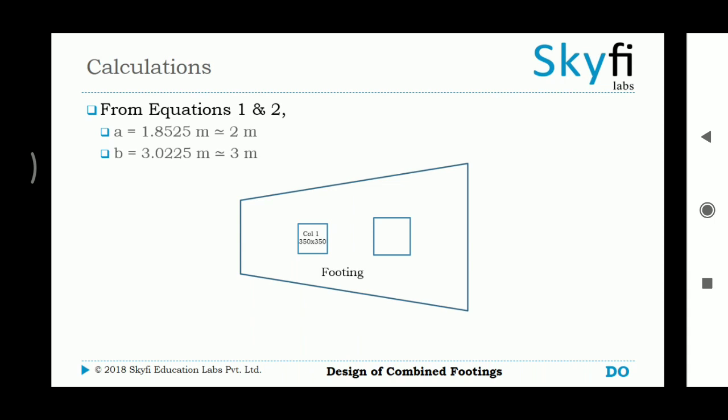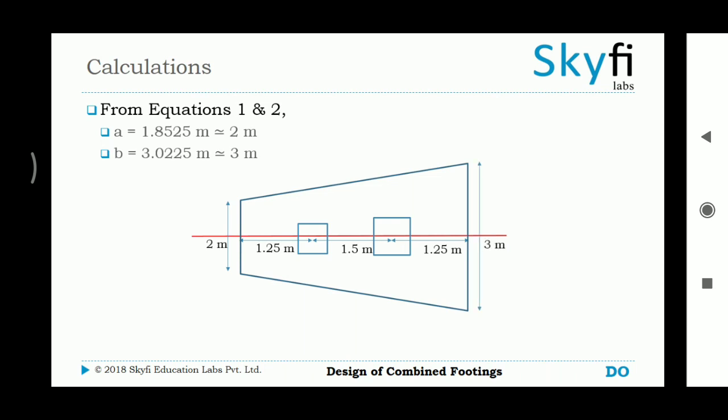The two columns are placed as shown. The length of the smaller parallel side is 2 meters. The two column centers are each at 1.25 meters distances from the left and right edges respectively. And the spacing between them is 1.5 meters. The length of the longer parallel side is 3 meters.